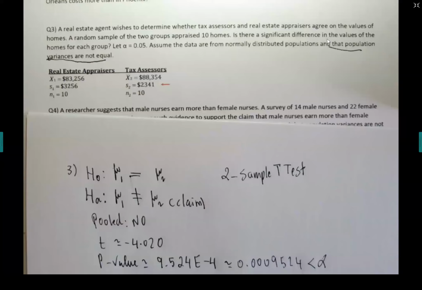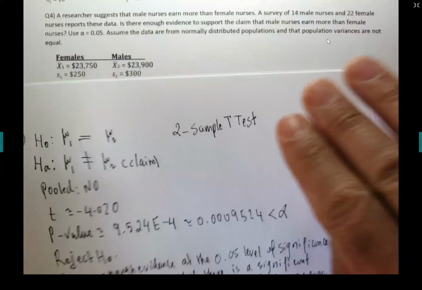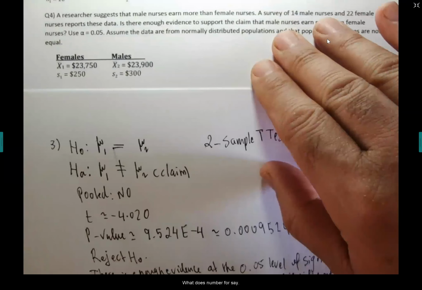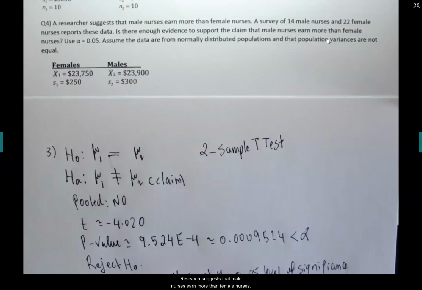Number 4. What does number 4 say? Researcher suggests that male nurses earn more than female nurses. A survey of 14 male nurses and 22 female nurses report this data. Is there enough evidence to support the claim that male nurses earn more than female nurses? Use alpha equals 0.05. Assume that the data are from normally distributed populations.